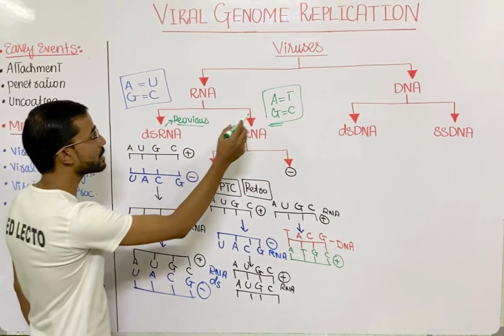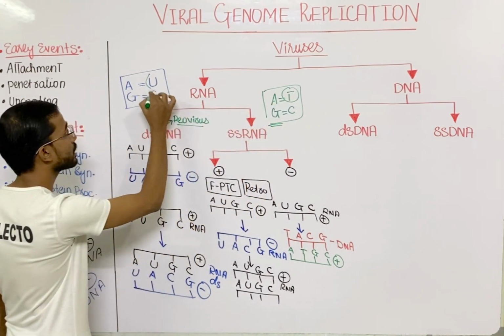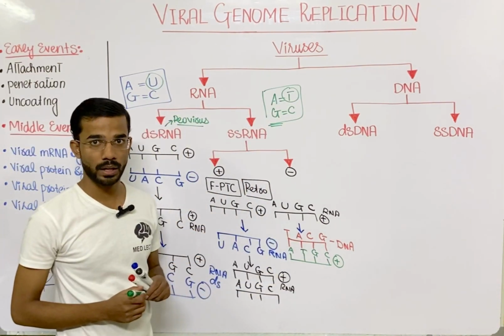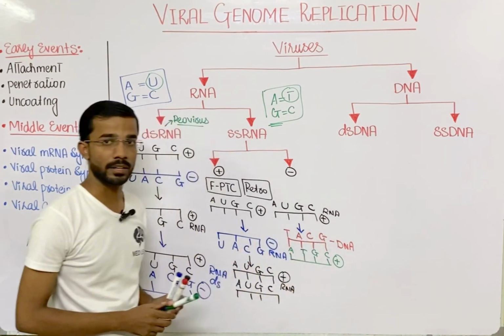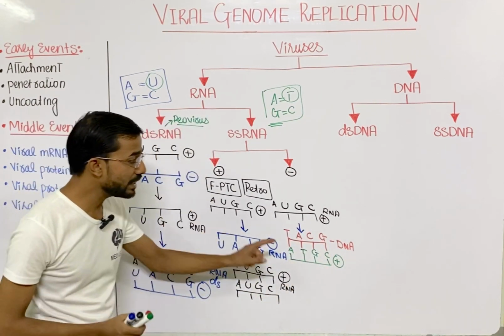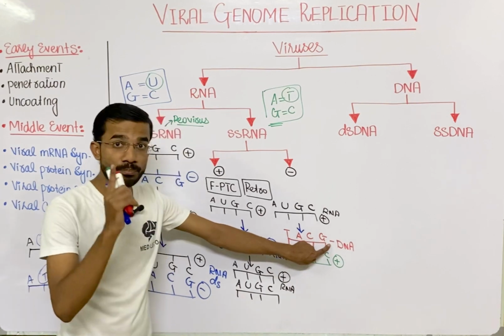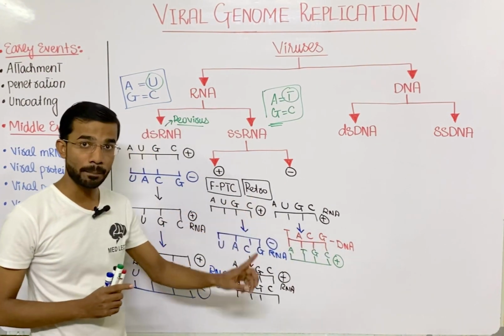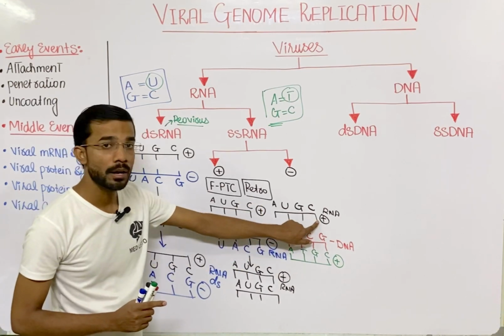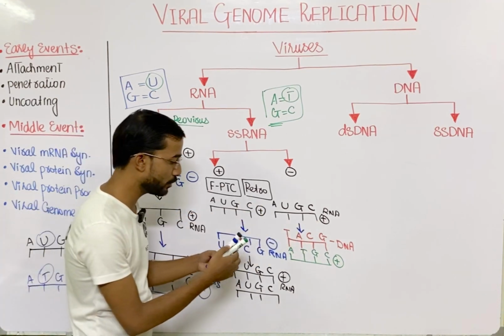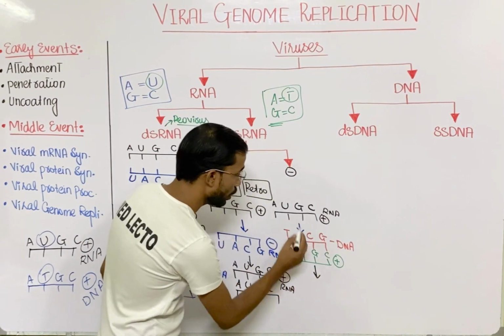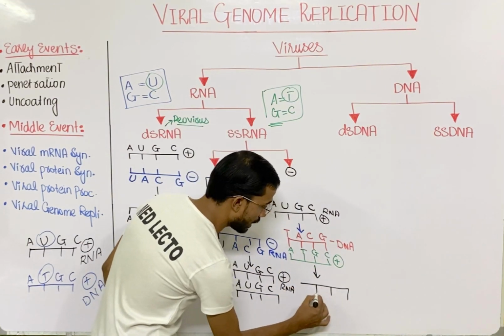Just replace the uracil with the thymine. So in that situation, now this is the double stranded DNA, positive and the negative. After that, the negative polarity of the DNA will act as a template and it will form the positive polarity RNA.